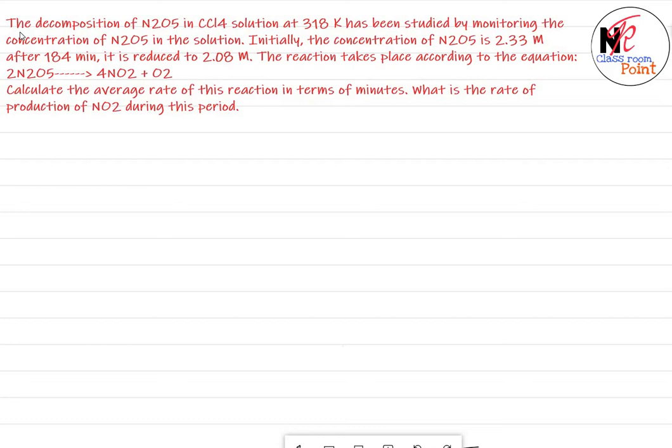In today's discussion, we shall discuss chemical kinetics problems. The concept is rate of reaction. One question is given here.